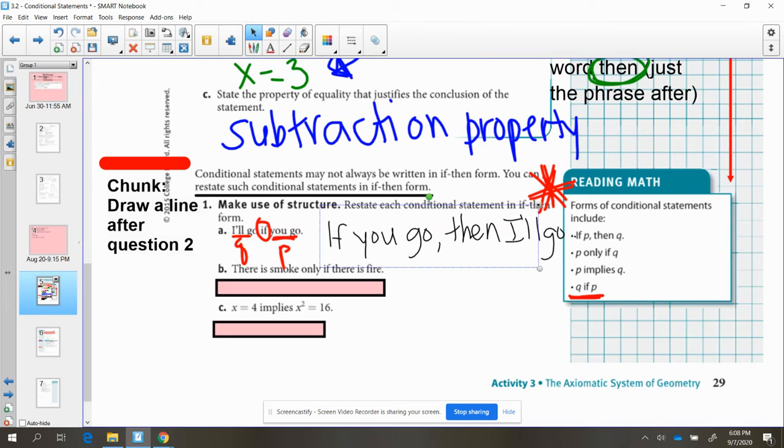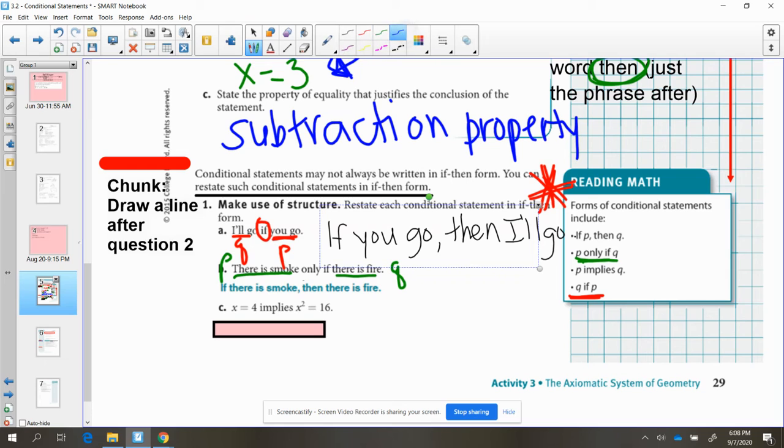Now, in the next example, again, it says there is smoke only if there is fire. So if we, again, check out our example here, only if is going to be a P only if Q statement. So here's our P, here's our Q. So we would say if P, if there is smoke, then Q, then there is fire.